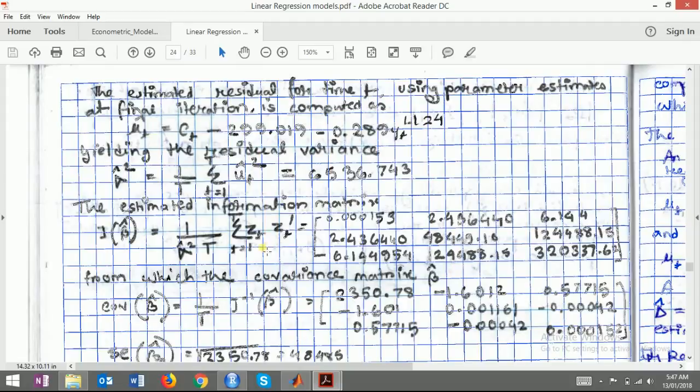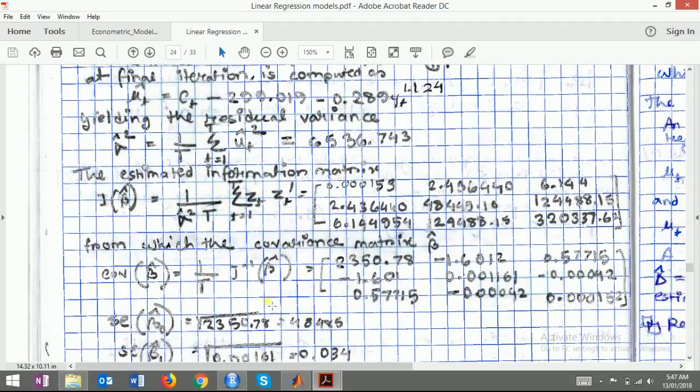which is zt transpose divided by sigma square T, or simply the expected information. The negative expected Hessian is the information matrix. From here the covariance matrix is simply the whole thing divided by T. Information matrix, well, 1 by T inverse of the information matrix, that's all. You multiply this with 1 by T and take the inverse of this function, that's all.